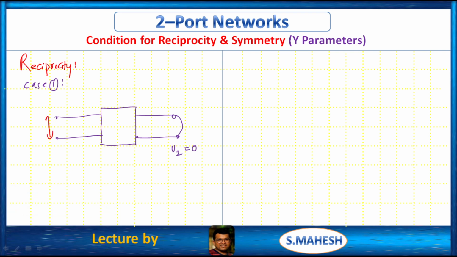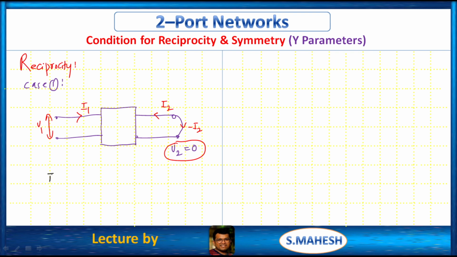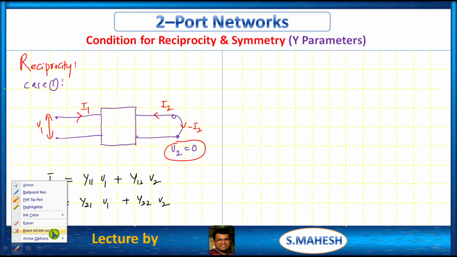Across we have V1, the current is I1. This is the actual current direction, but here I am considering the negative direction. V2 is equal to 0. We all know the equations in case of admittance parameters: I1 is equal to Y11 V1 plus Y12 V2, and I2 is equal to Y21 V1 plus Y22 V2. Here V2 is equal to 0, so this term is equal to 0.